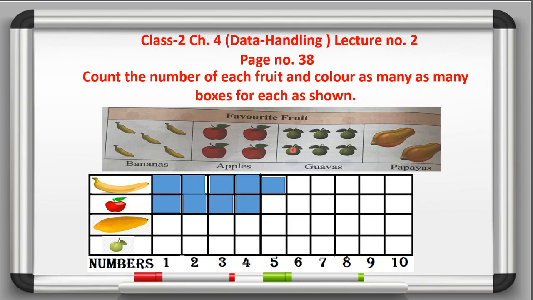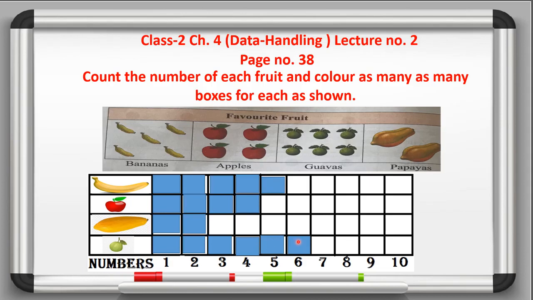Okay, now the next one is papayas. So here how many papayas are there? There are only 2 papayas, so we will fill 2 boxes like this. Now we have to fill guavas. So let's count how many guavas are there. 1, 2, 3, 4, 5, 6. So there are 6 guavas. So here we will fill 6 boxes. 1, 2, 3, 4, 5, 6.